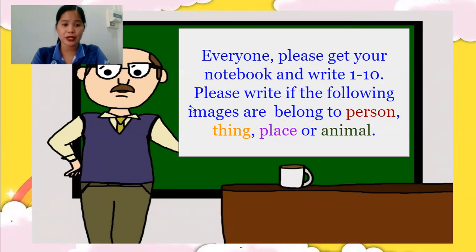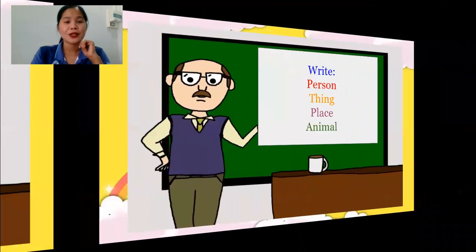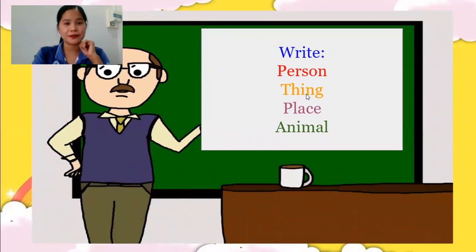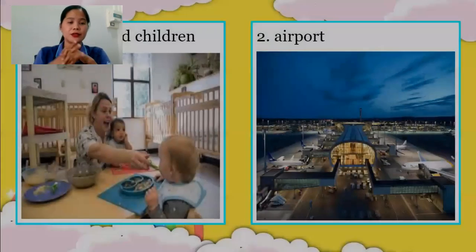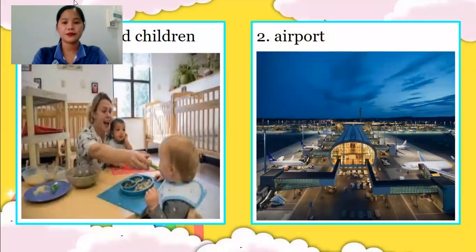So there are images. Image means photo, picture. So this photo belongs to which kind of noun? Is it person, thing, place, or animal? So you're going to write this, okay? You're going to write person, thing, place, or animal. All right, so, again, are you ready? Let's start.